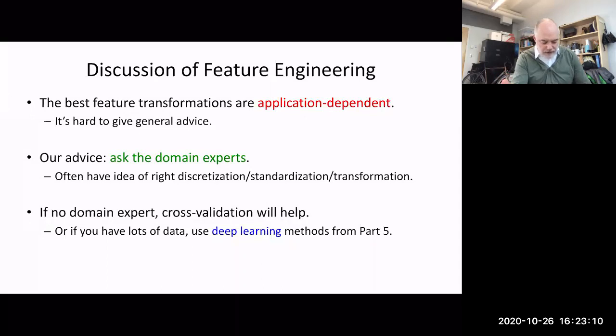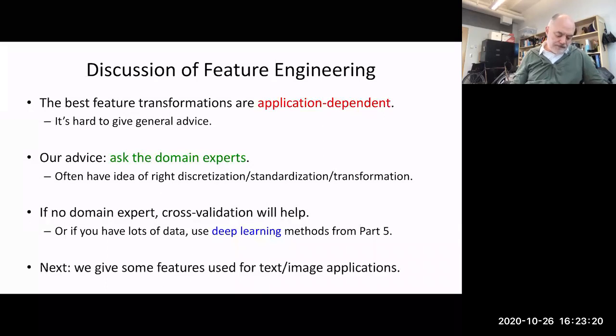Or if you have lots of data, the deep learning methods we talk about in part 5 of the course are really about learning features automatically while also simultaneously learning a classifier or something like that. The rest of the lecture is basically features for text today and images tomorrow. Okay.